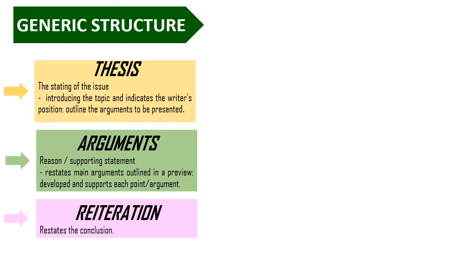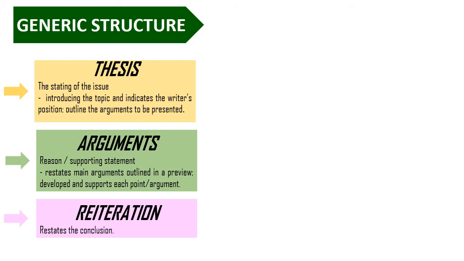Jadi struktur umum dari analytical exposition itu terdiri dari thesis pada paragraf pertama. Tesis ini sendiri berisi tentang pokok permasalahan atau topik yang akan dibahas atau dikaji. Dan biasanya berisi tentang outline pendapat yang akan dikaji oleh si penulis. Kemudian yang kedua, yaitu arguments. Arguments ini berisi tentang pendapat atau alasan dari si penulis yang mendukung statement dari tesis tadi.